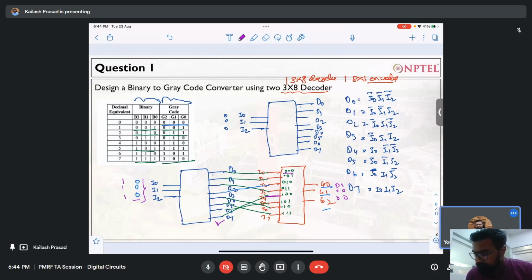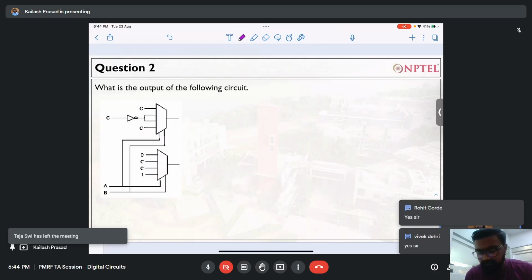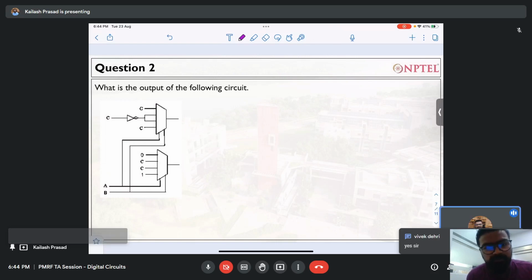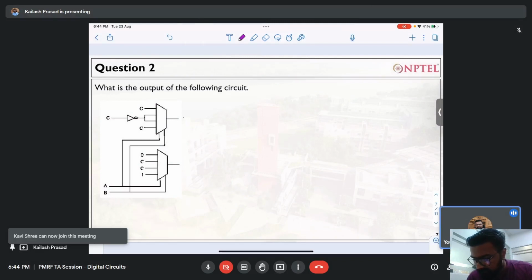So, moving to the second question. It's a very simple circuit. I want everybody to please see the circuit and let me know X here and Y here.